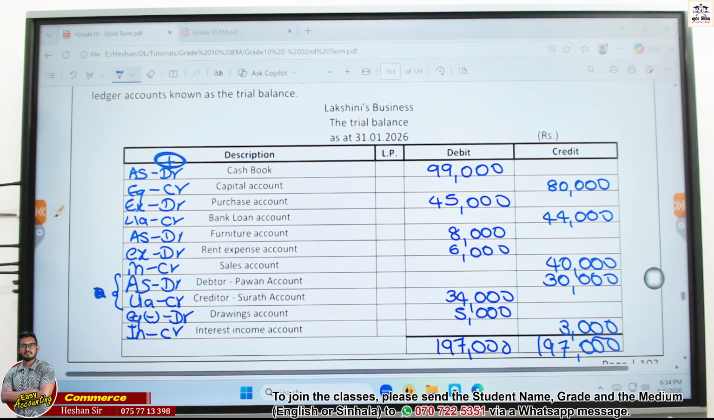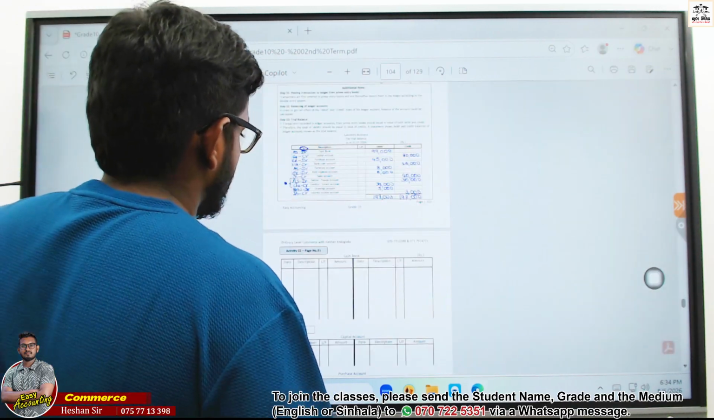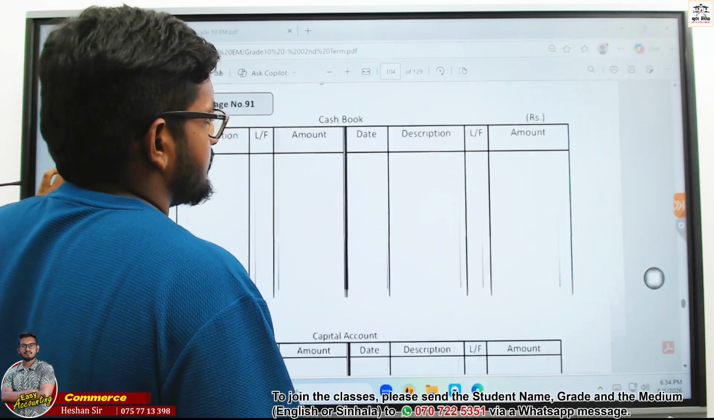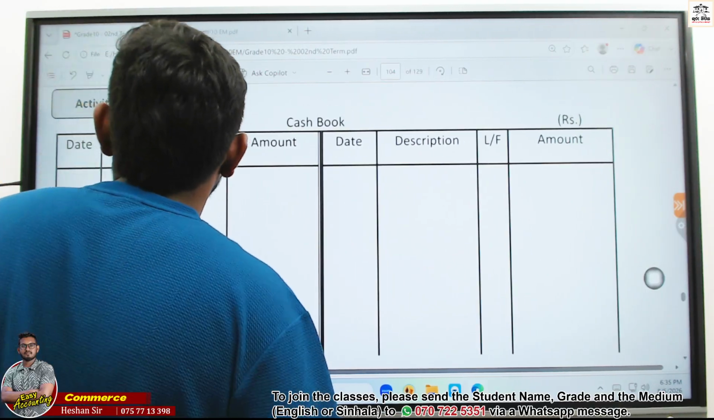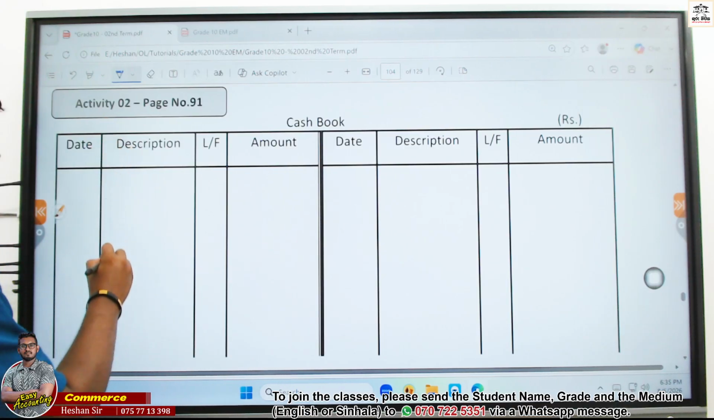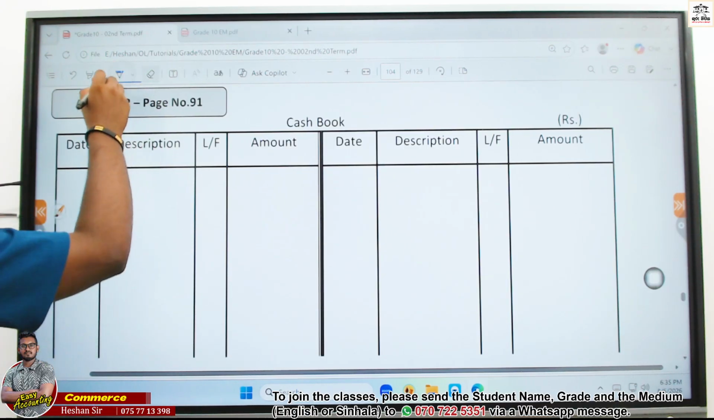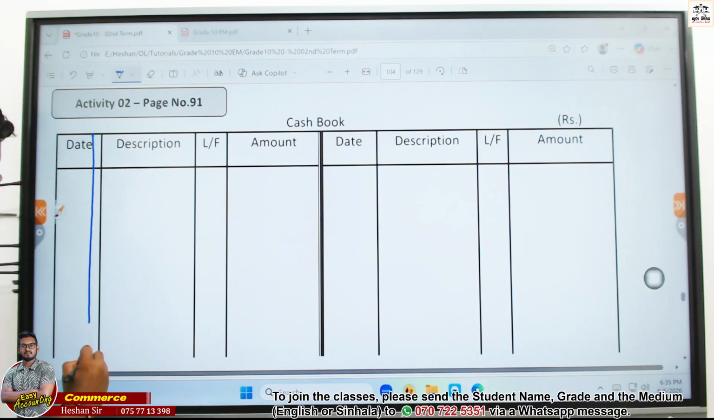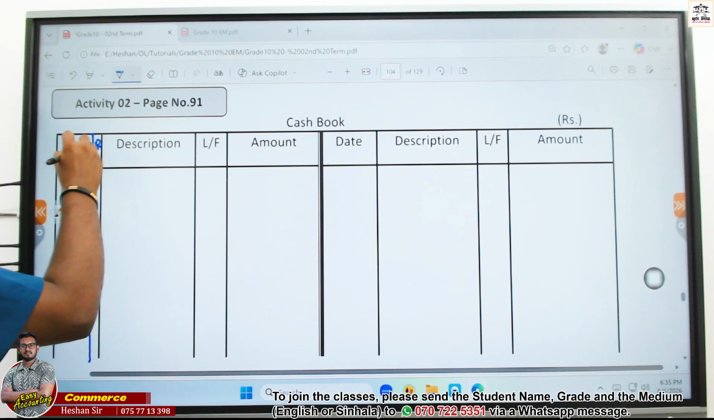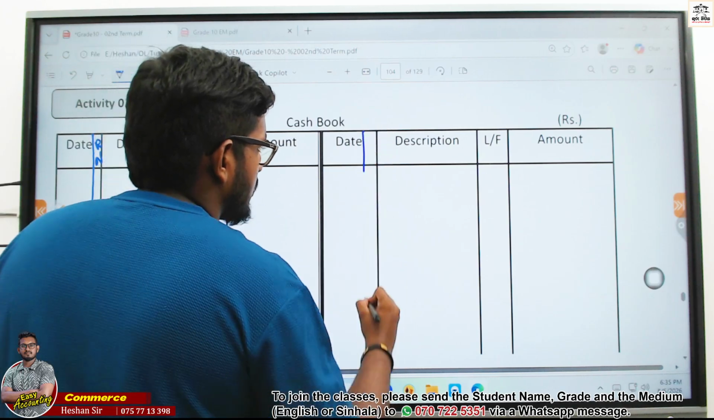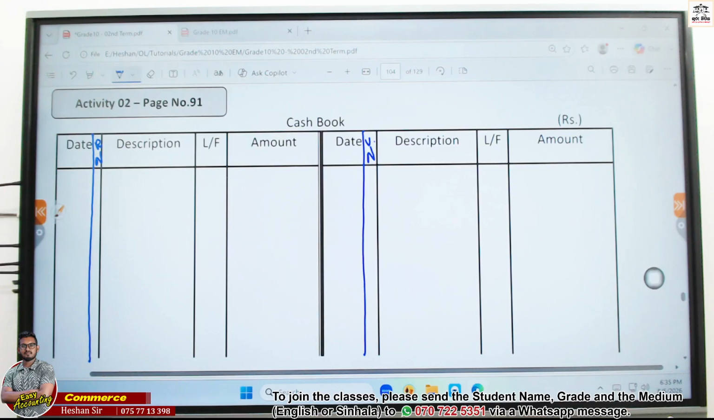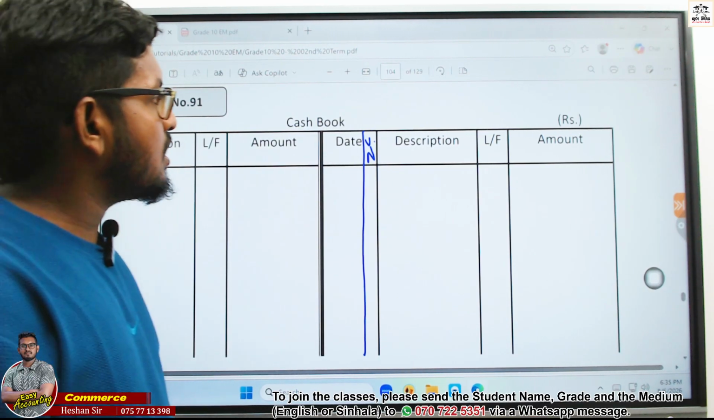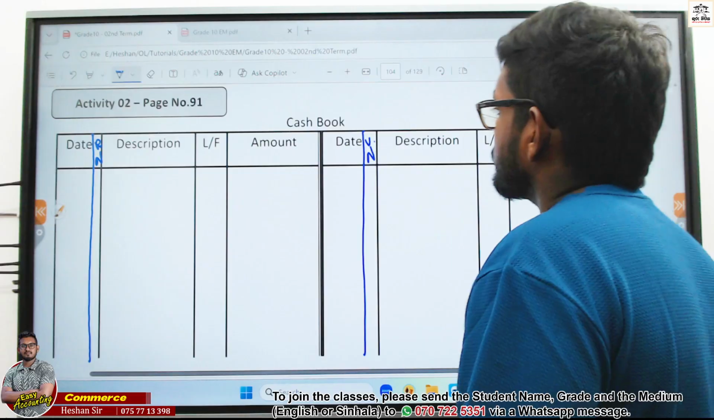Right. Okay. Now let's go to the next section. Come to activity 2, page number 91. In the cash book there is a receipt number column. Just draw another column beside the date column for the voucher number. Receipt number RN. That's why there are a receipt number and a voucher number in the cash book. Tutorial page number 104.